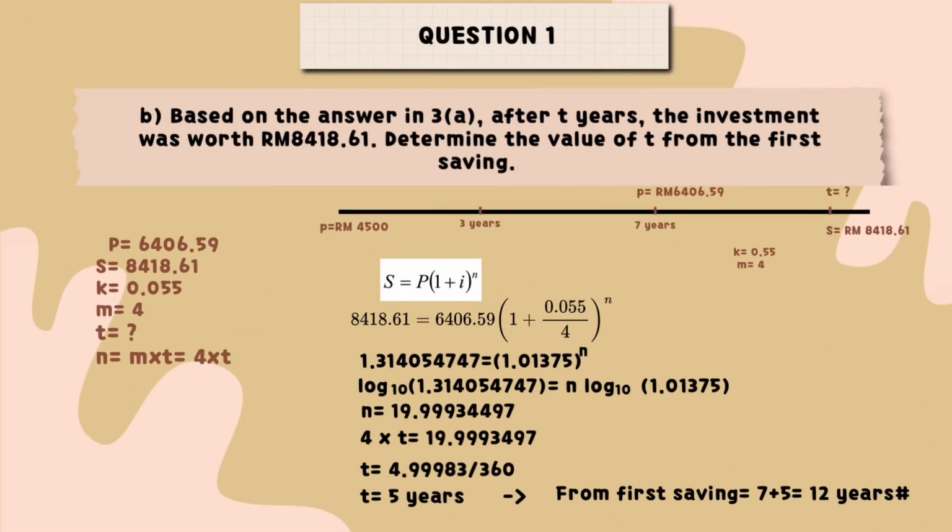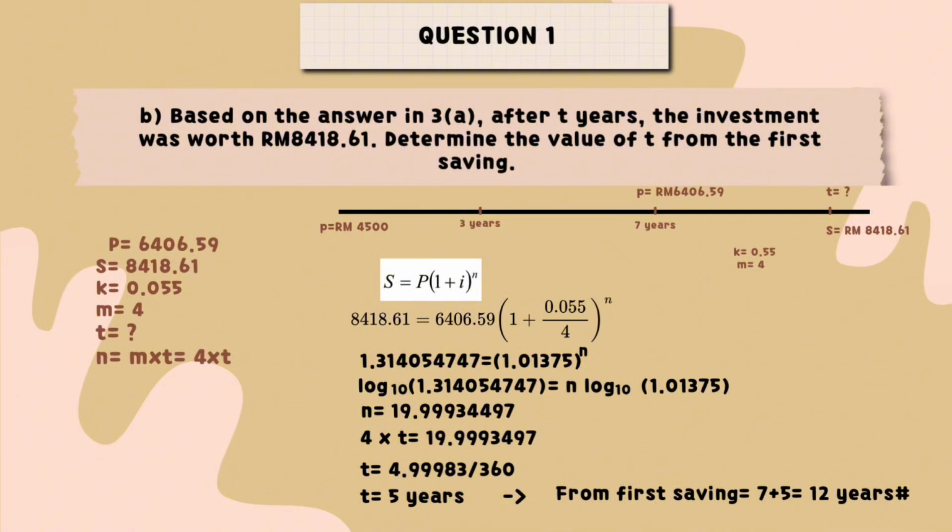For question B, based on the answer in 3A, after 3 years, the investment was worth 8,480 ringgit 61 sen. Determine the value of T from the first saving. Okay, so this question also uses formula S equal P 1 plus I power N. So we know P is S for the 7 years before. So P is 6,406 ringgit 59 sen. S is 8,480 ringgit 61 sen.